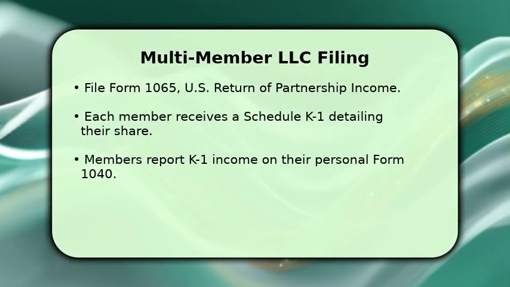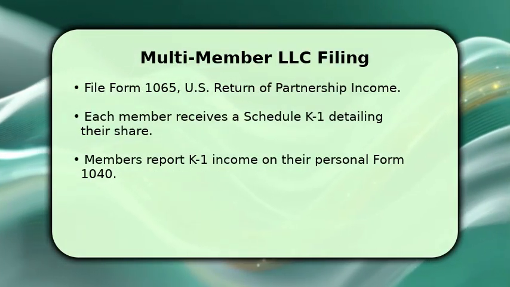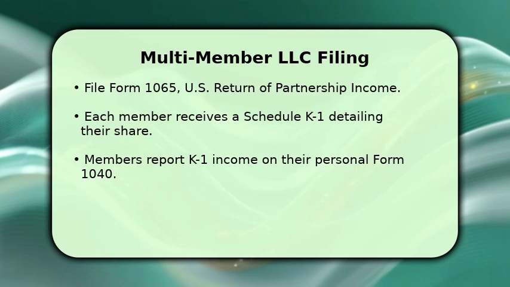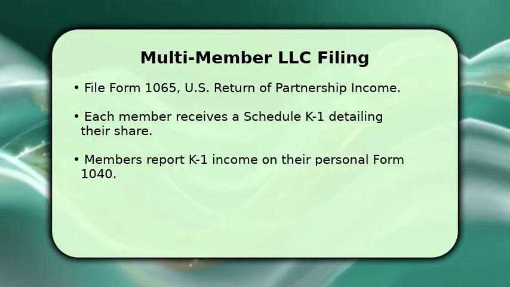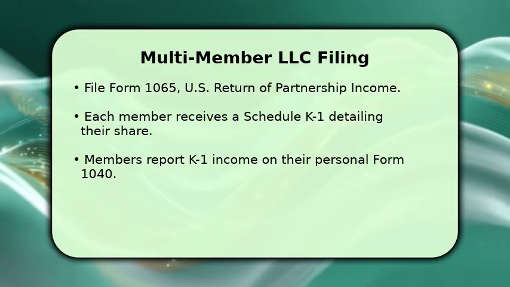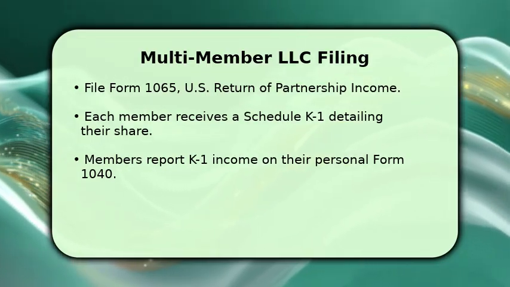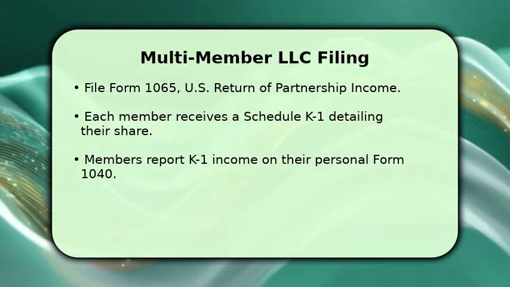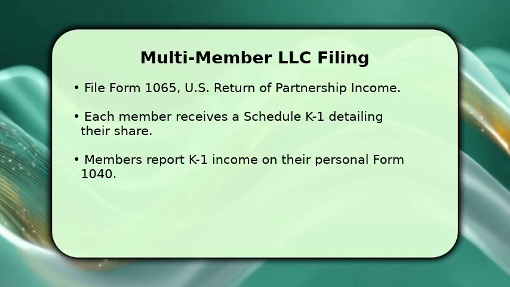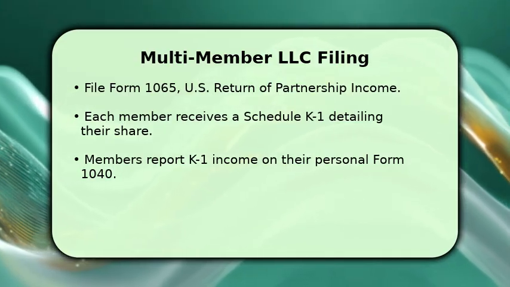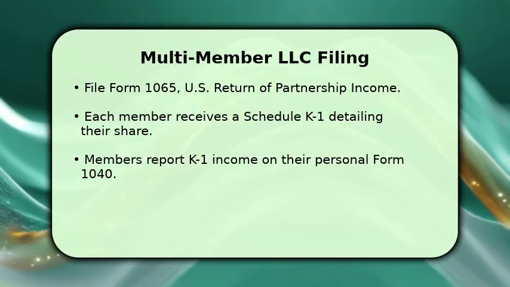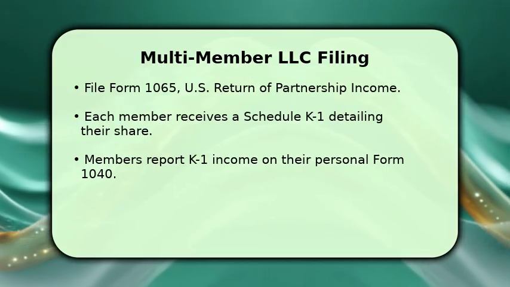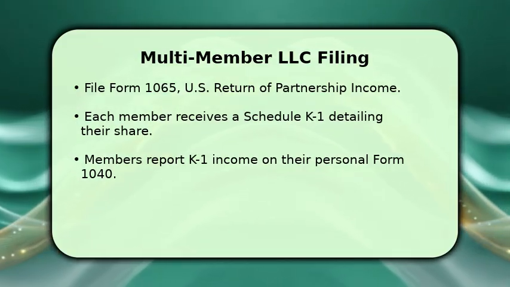If your LLC has multiple members, it's typically taxed as a partnership. This means the LLC itself files Form 1065, an informational return, but doesn't pay income tax directly. Instead, each member receives a Schedule K-1, which details their share of the LLC's income, deductions, and credits. Members then report this K-1 income on their individual Form 1040, paying taxes at their personal rates.